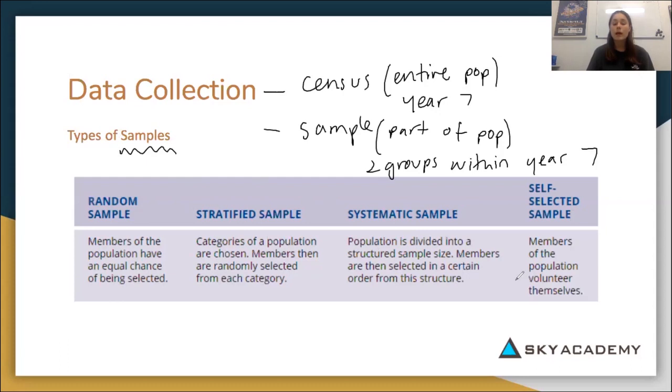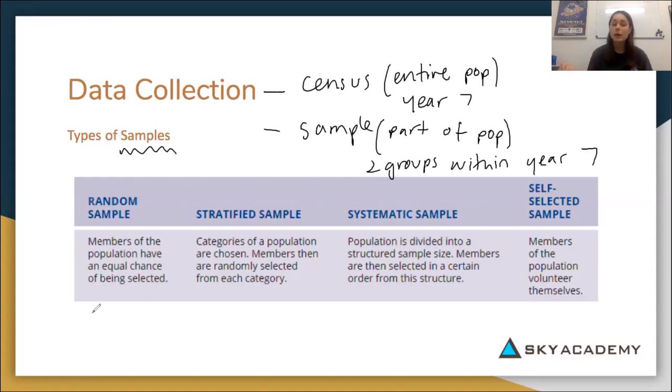There's random sample, and it's where members of the population have an equal chance of being selected. So what this means is you might have 10 names in a hat, and you just pull one out at random, and all of those 10 names in a hat have an equal chance of being selected, and you just randomly pick one out.